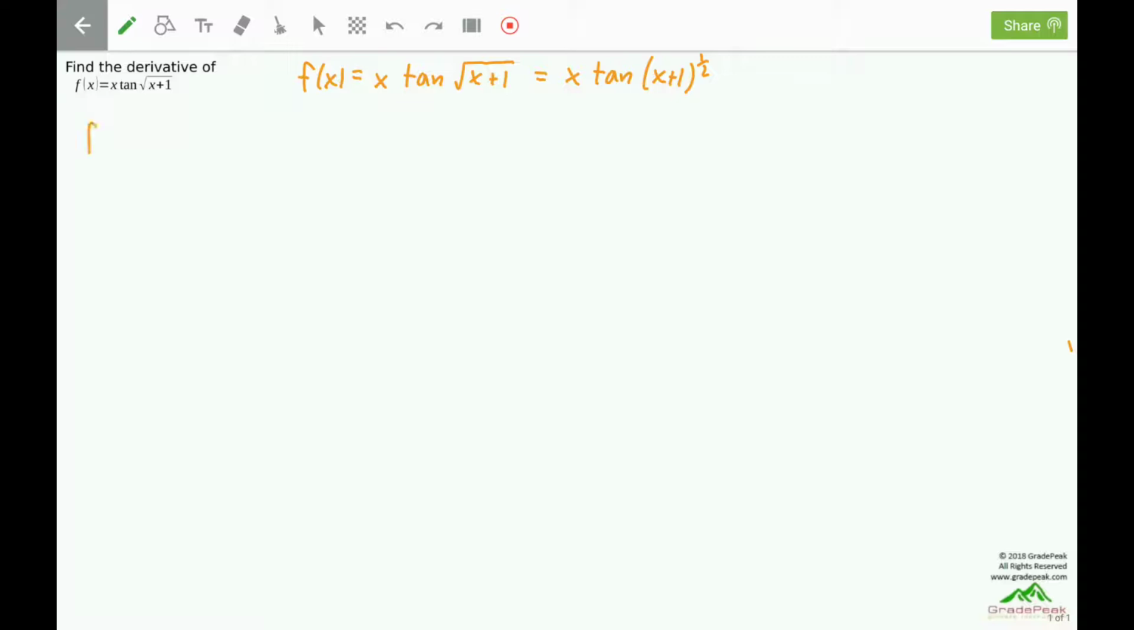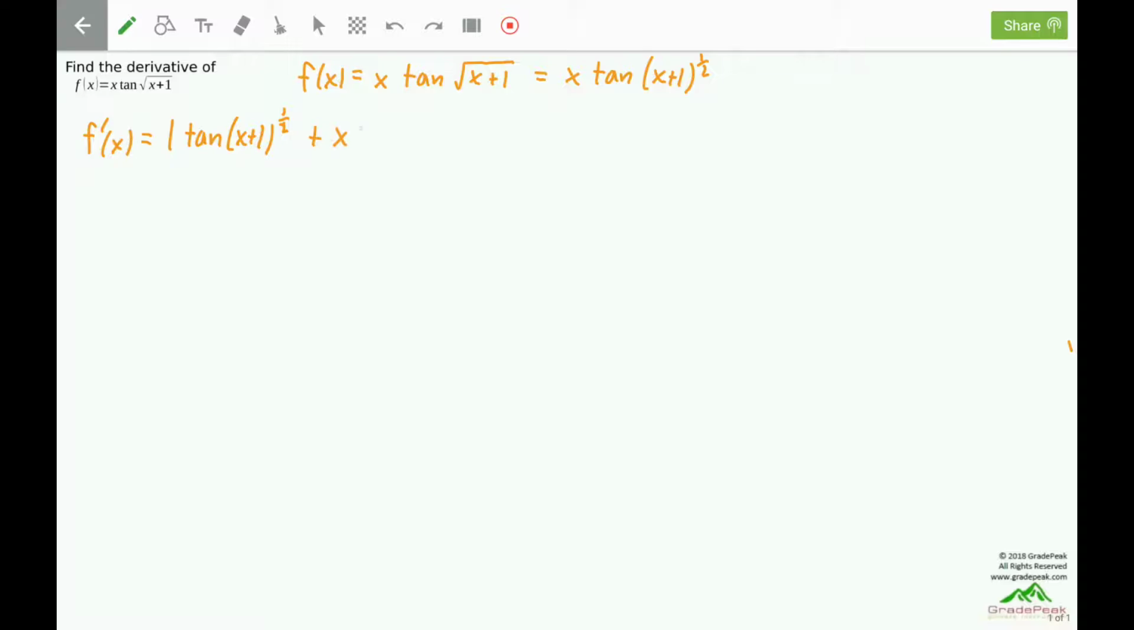Our derivative overall will be a product rule of x times the tangent of x plus 1 to the 1/2. So we start with the derivative first. Derivative of the x is a 1 times the second left alone, so that'll be tangent of x plus 1 to the 1/2. Plus the first left alone times the derivative of the second.